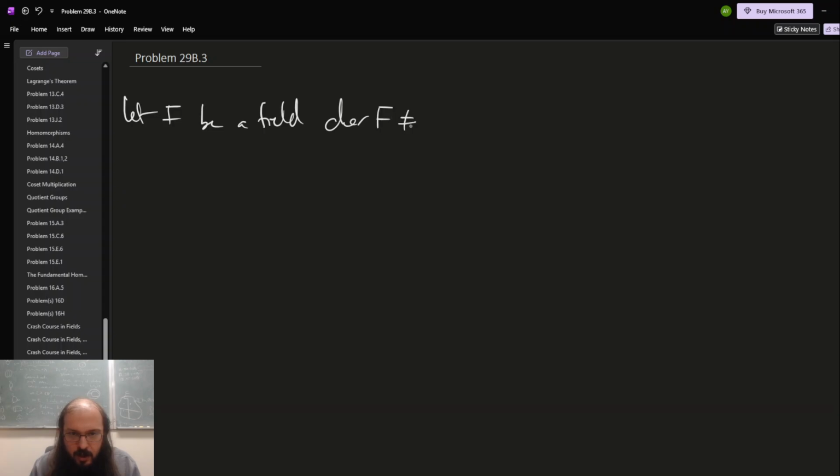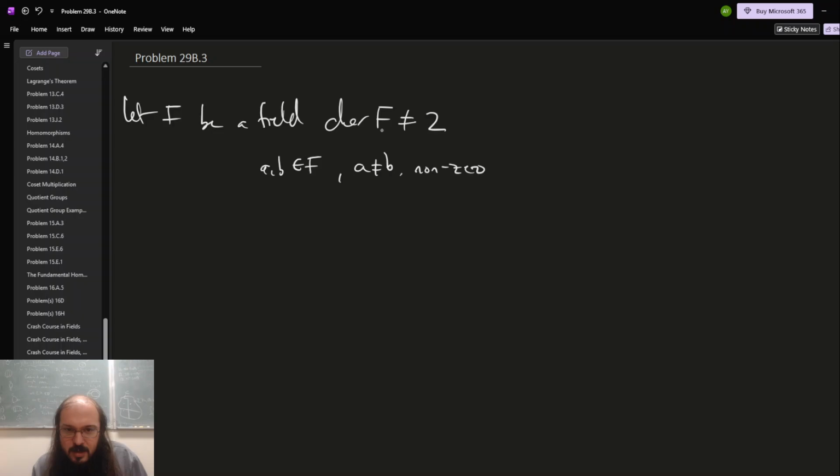characteristic of F not equal to 2. We have two elements A, B in F, and they should be different. And I don't think Pinter says this. I'm not 100% sure if it's important, but I feel like I should throw in non-zero as well. I don't know how much that may mess things up. I didn't think about it all the way, but it feels like it could be a bit of a problem. So let's just assume A and B are non-zero. Surely the problem is easy if one or both of them are 0. So it seems like a good assumption.